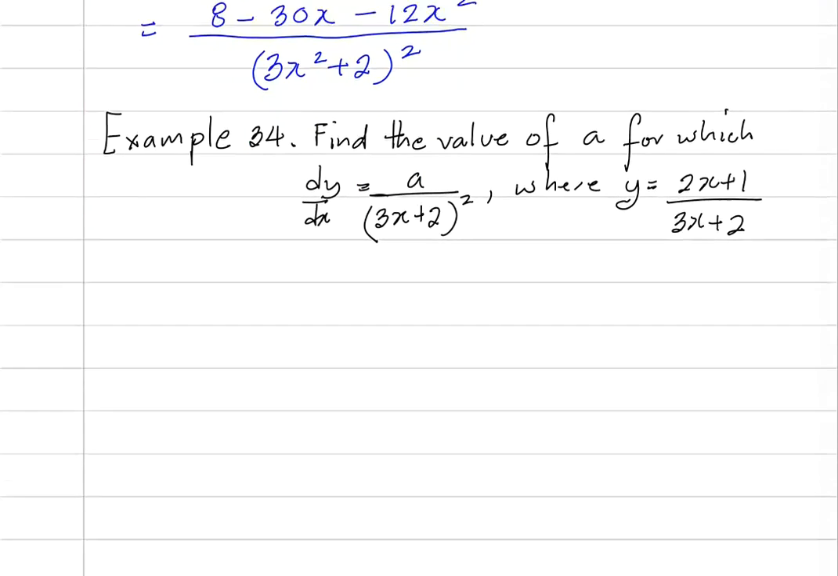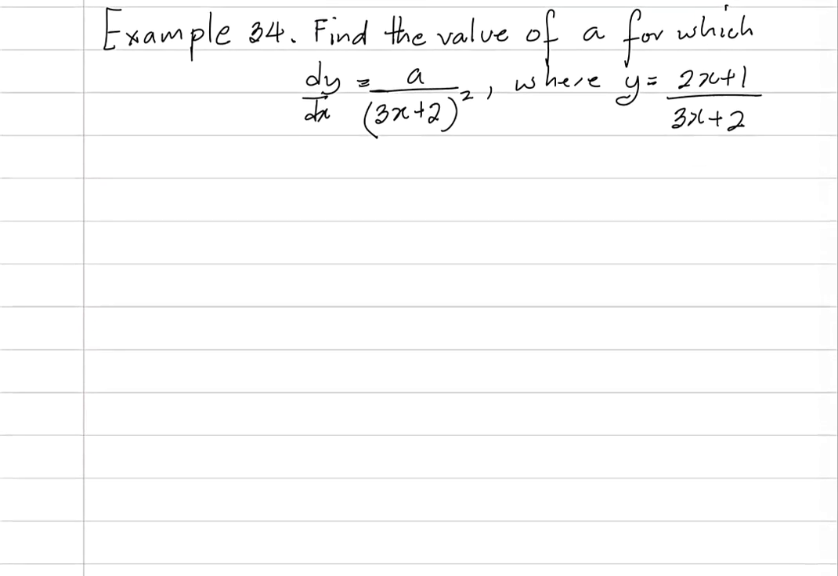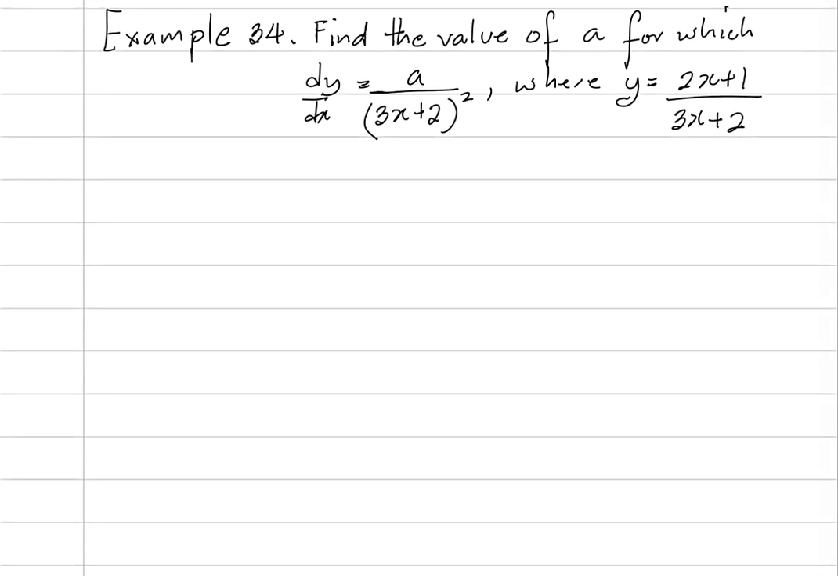All right, another example. Example 34 says, find the value of a for which dy by dx is equal to a over 3x plus 2 squared, where y is equal to 2x plus 1 over 3x plus 2. Again it's a quotient. We need to find the value of a. So again, the more I write this, the more I remember.